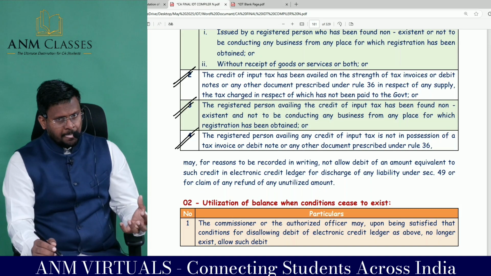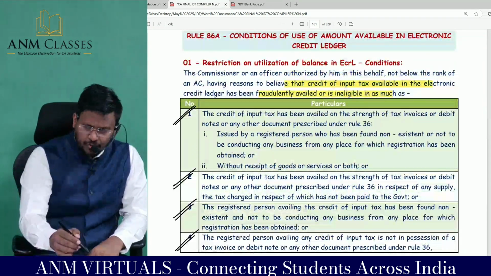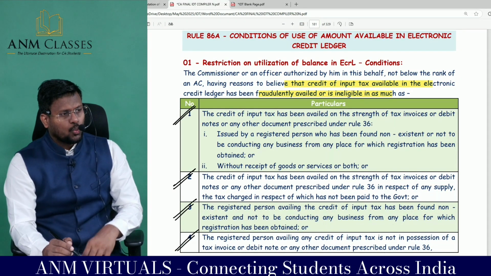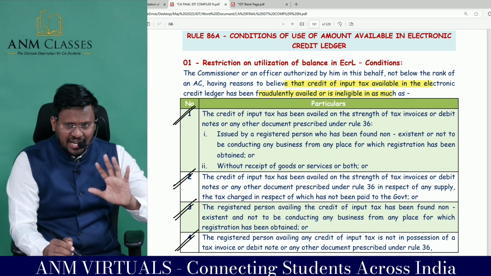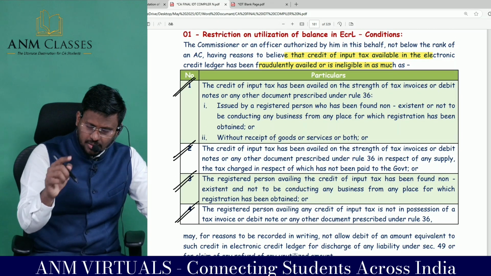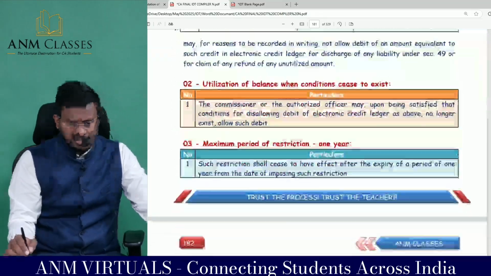That means if you are accumulating the ITC in the electronic credit ledger because of these 4 circumstances, then the proper officer will not allow you to take it as ITC. What are the 4 circumstances? You revise that, because my target here is not to recall 86A.